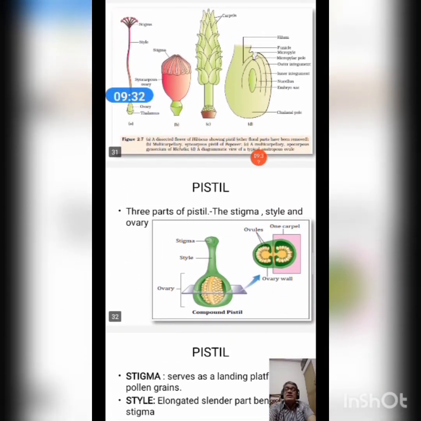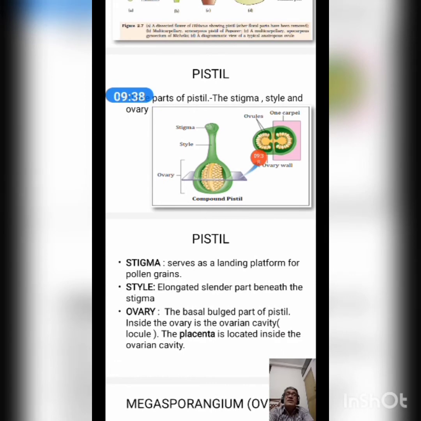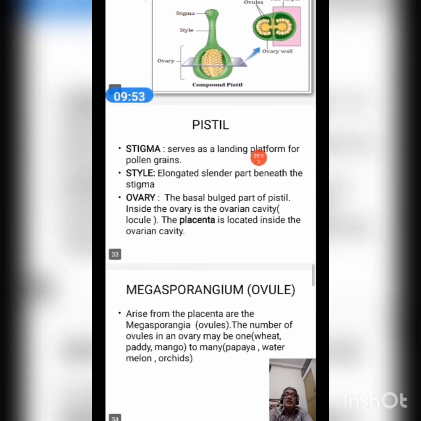Next, see the picture of the pistil. Three parts: stigma, style and ovary. Follow the picture. Stigma serves as a landing platform for pollen grain. Style is the enlarged slender part beneath the stigma. Ovary, the basal bulge part of the pistil. Inside the ovary is the ovarian cavity, that is the locule. Placenta is located inside the ovarian cavity.